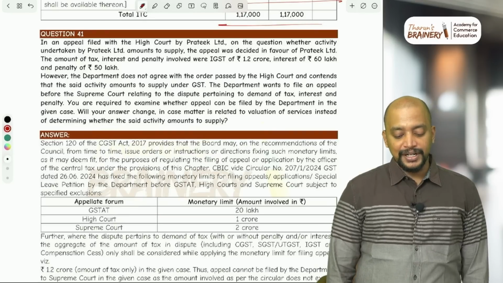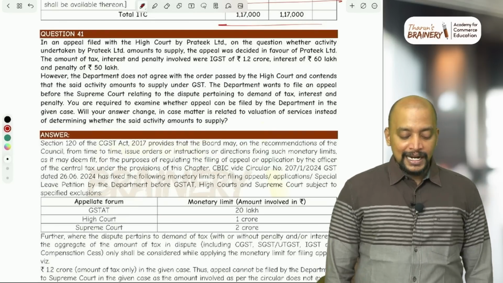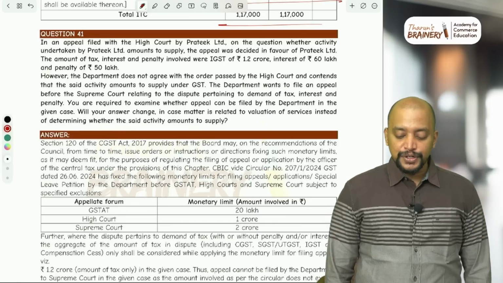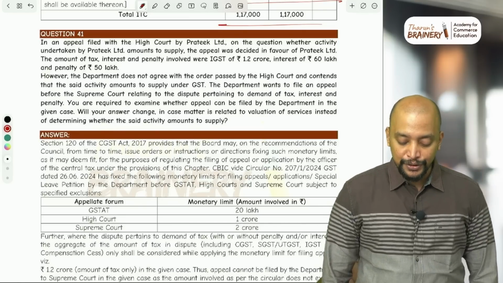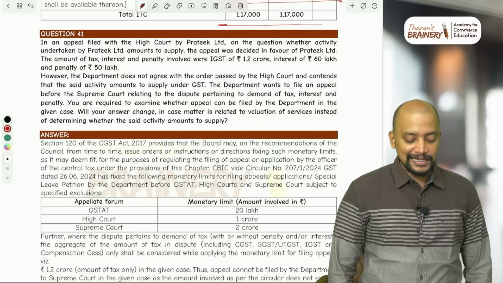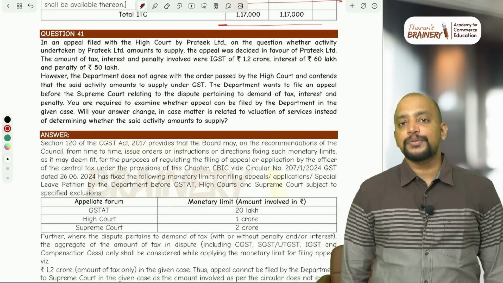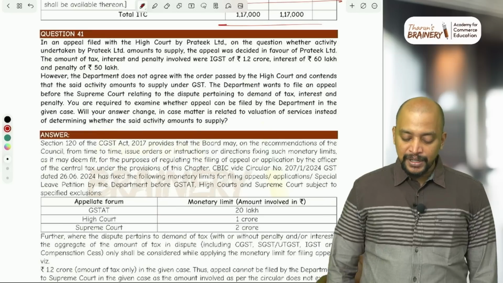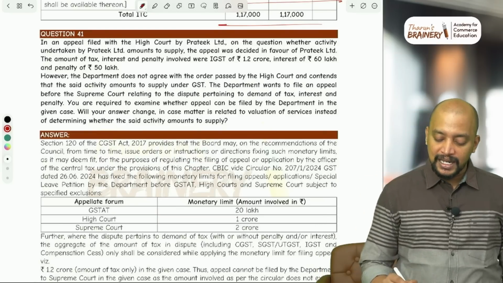However, department does not agree with the order passed by the High Court and contends that the said activity amounts to supply under GST. The department wants to file an appeal before the Supreme Court relating to the dispute pertaining to demand of tax, interest and penalty. For Supreme Court, what is the monetary limit? 2 crore is the monetary limit. So, you are required to examine whether the appeal can be filed by department in the given case.